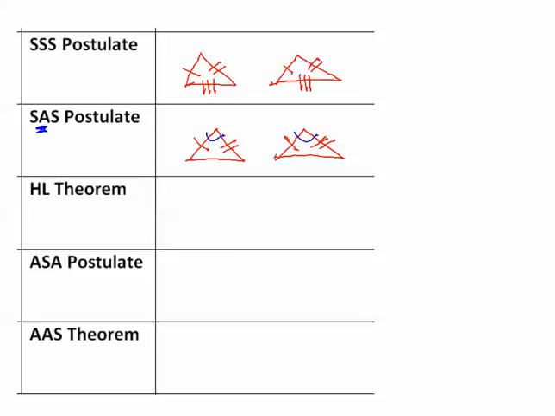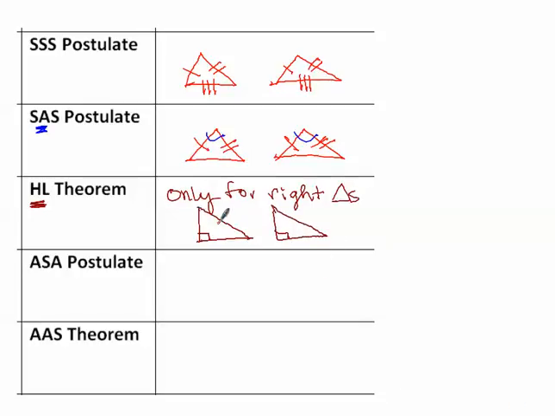Then we have the hypotenuse leg, which is a theorem that is only for right triangles. Why? Because only a right triangle has a hypotenuse. So if you draw two right triangles, show that's a right triangle there, and show that's a right triangle there. Then the hypotenuse leg theorem says the hypotenuse is congruent to the hypotenuse, and one of the legs is congruent to one of the legs.